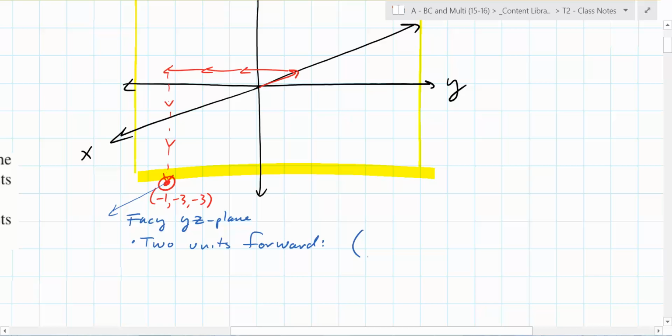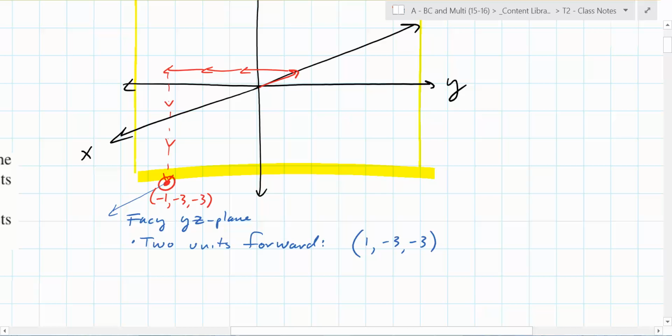Wouldn't you be at x equals positive 1? Yeah, so you'd be at 1, -3, -3. Exactly. So we walk 2 units. You walk 2, that's a 1. Yeah, it's a 1. It just dragged. You walk 2 units forward, turn left.